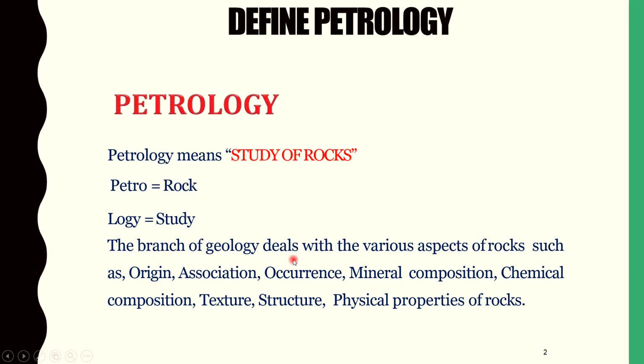The branch of geology that deals with the various aspects of rocks, such as origin, associations, occurrence, mineral compositions, chemical compositions, structure, and physical properties of rocks, is known as petrology. So petrology is basically the branch of geology which deals with how rocks occur, what minerals rocks contain, what the chemical composition of rocks is, and what the physical properties of rocks are. All these studies of rocks are known as petrology.